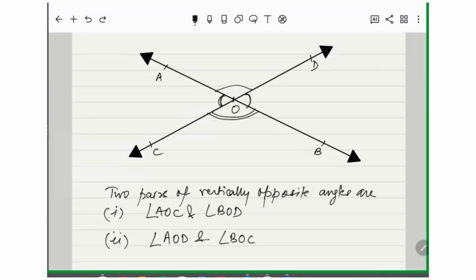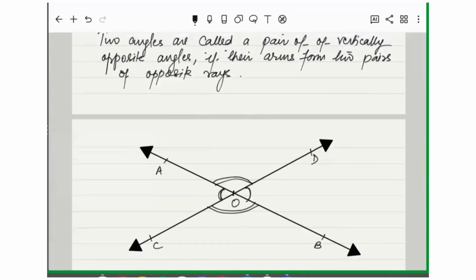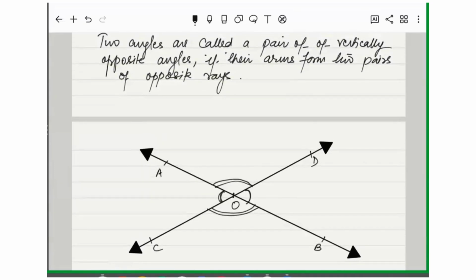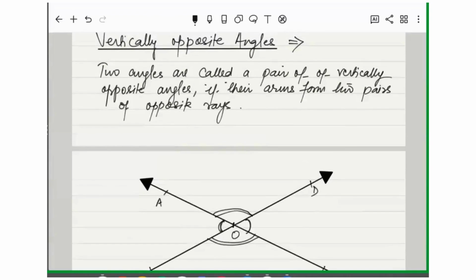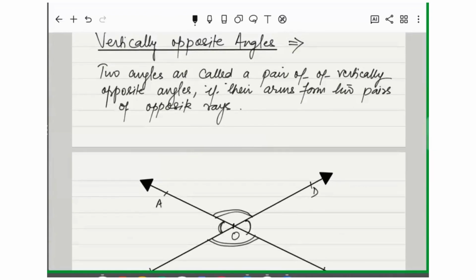right? So these are the two pairs of opposite angles which are formed when the two lines AB and CD intersect at a point O, right? And these pairs of angles are called vertically opposite angles. Is that clear to everyone? Yes or no? Please write down.